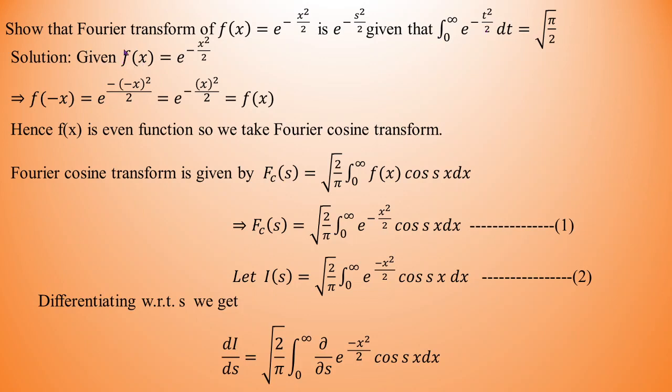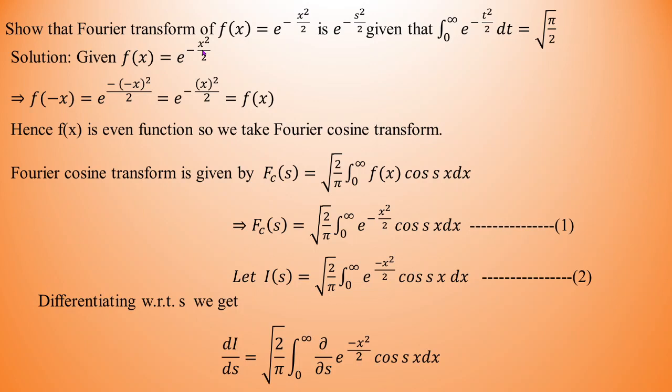So the function under consideration is e raised to power minus of x squared by 2. Let's check. As I told you, whenever it's a question of evaluation of Fourier transform, we can first go for checking whether a function is even or odd. If it is even, we will take the Fourier cosine transform, and if the function is odd, then we can take the Fourier sine transform. In the previous video lecture, in the previous example also, we can apply the same concept, that is to check whether a function is even or odd.